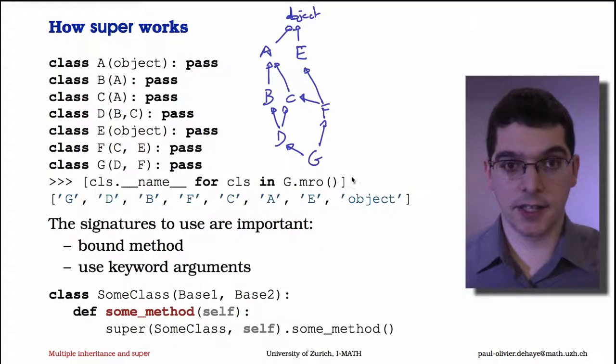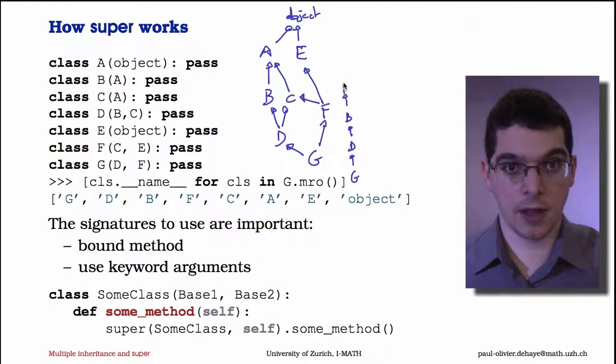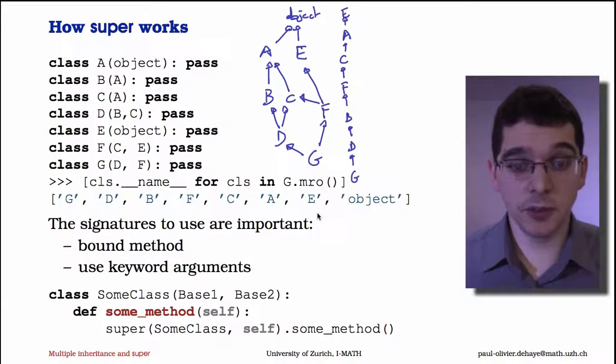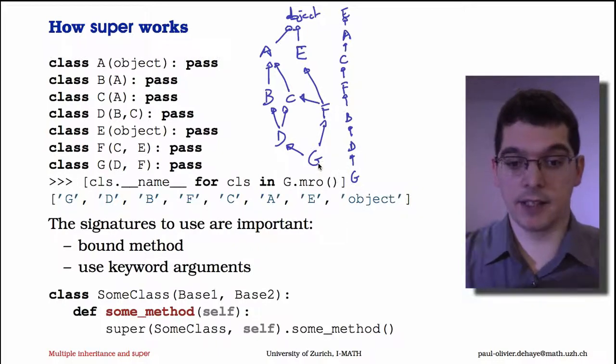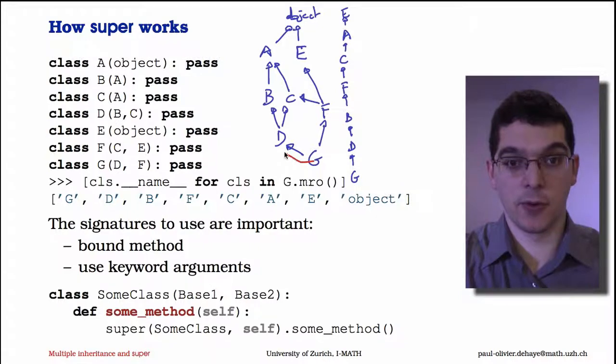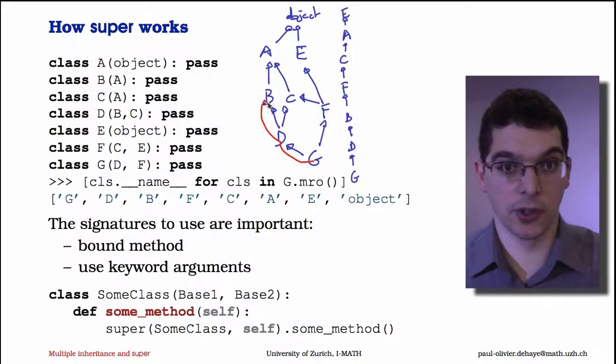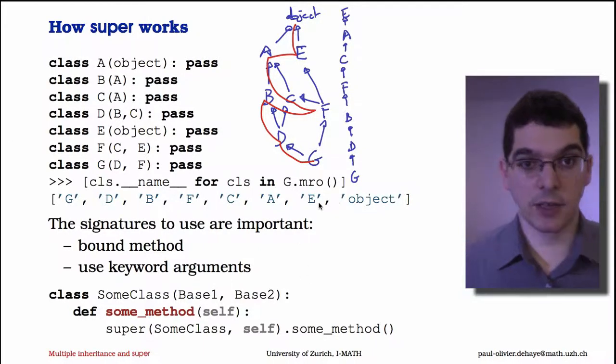So this is linearized by the method resolution order to G, D, B, F, C, A, E, and object on top, of course. So what it will do is navigate this graph by going through things in the order determined by the method resolution order. So it will go to F, then to C, then to A, then to E, then to object. Okay, so it will navigate everything.